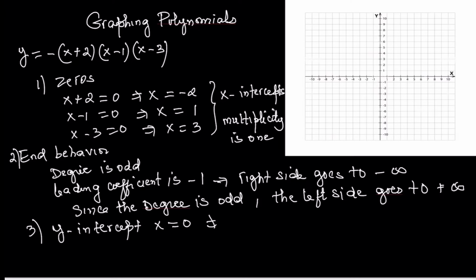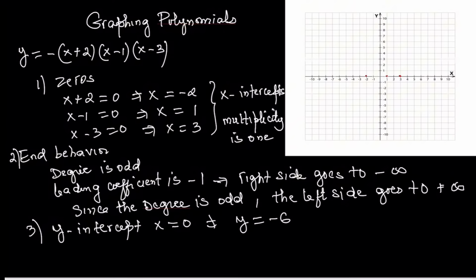Step 3. Find the y-intercept. To find the y-intercept, substitute x equals 0 into the polynomial. When x is 0, the value of the function is negative 6, so the y-intercept is (0, -6). Step 4. Sketch. Start by plotting the x-intercepts, negative 2, 1, and 3.